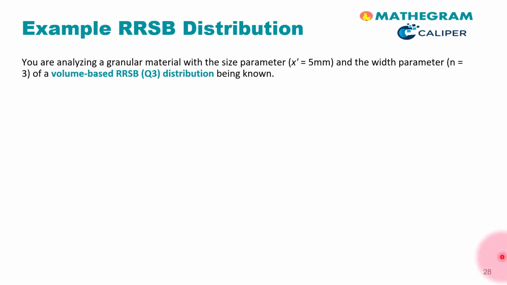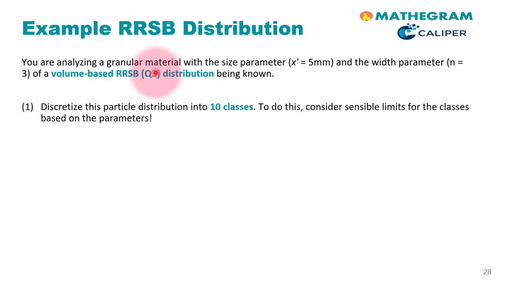Consider that you are analyzing a granular material with the size parameter x' = 5 mm and the width parameter n = 3 of its volume-based RRSB Q3 distribution being known. In order to do this analysis, first discretize this particle distribution into 10 classes. Of course, consider sensible limits for the classes based on the known parameters.